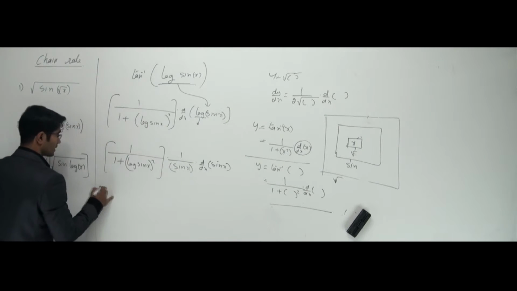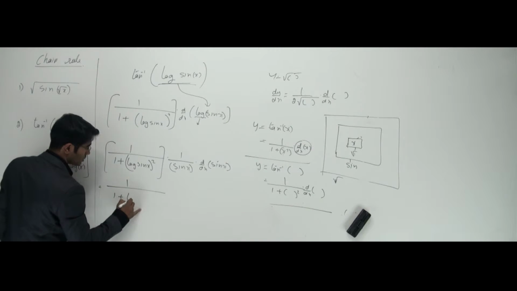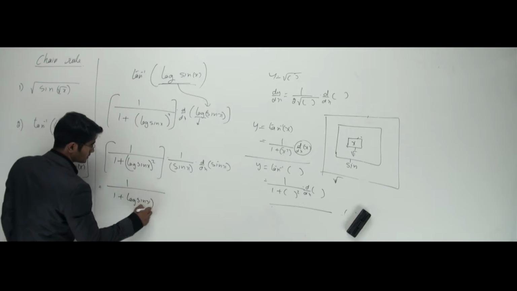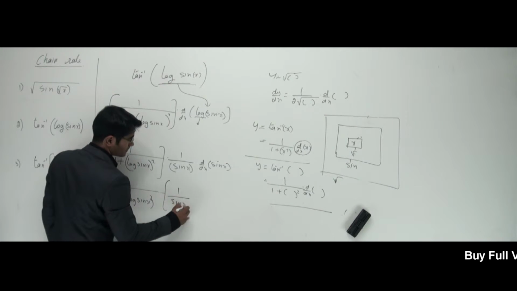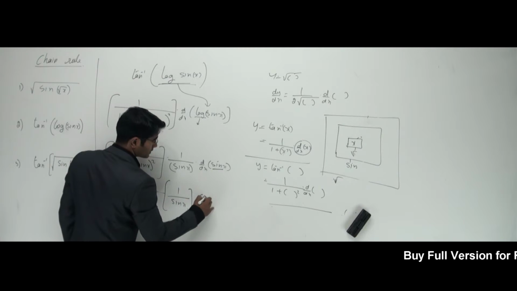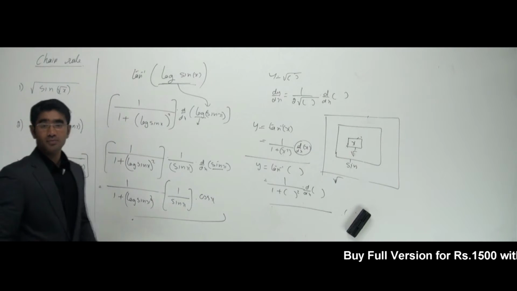So what happens? It goes like 1 by 1 plus log sine x the whole squared into, it goes like 1 by sine x into differentiation of sine x is cos x. That's all about it. Very simple problem, right?